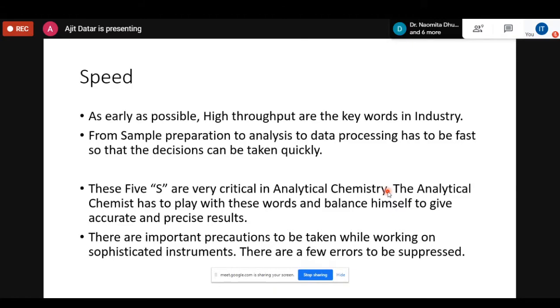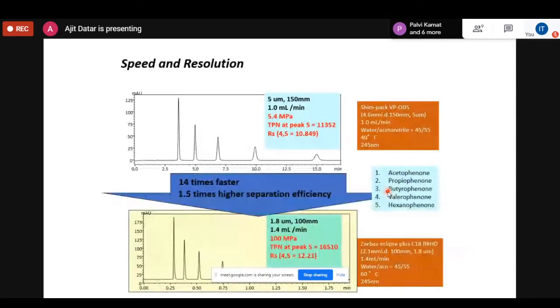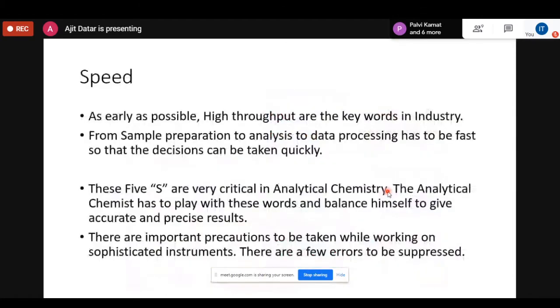These are important, definitely, but there are some precautions to be taken while working on sophisticated instruments, and there are few errors to be suppressed. As I said, there are some errors, but before that, I would like to get into speed of analysis and talk to you about some applications where we can see the speed of analysis.